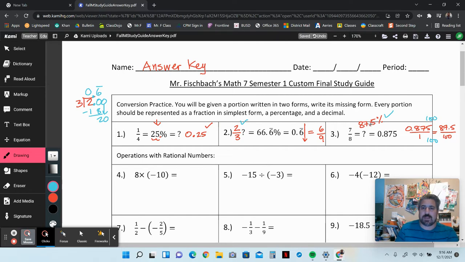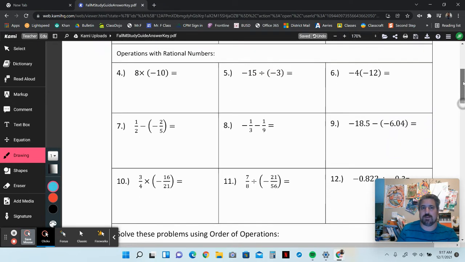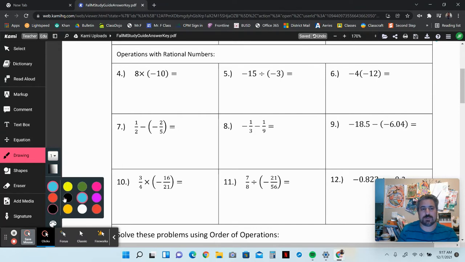So that's what you guys should have for those three answers. Number 1 should be 0.25. Number 2 should be 2/3 in simplest form. And number 3 should be 87.5%. All right, let's continue. Here it says operations with rational numbers. So now we're going to go through and just remember our basics.